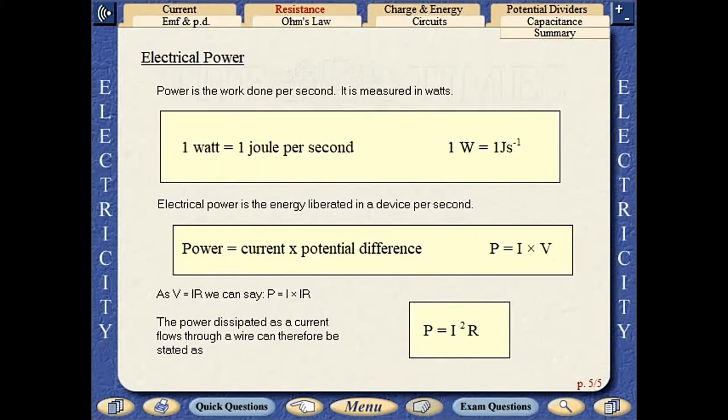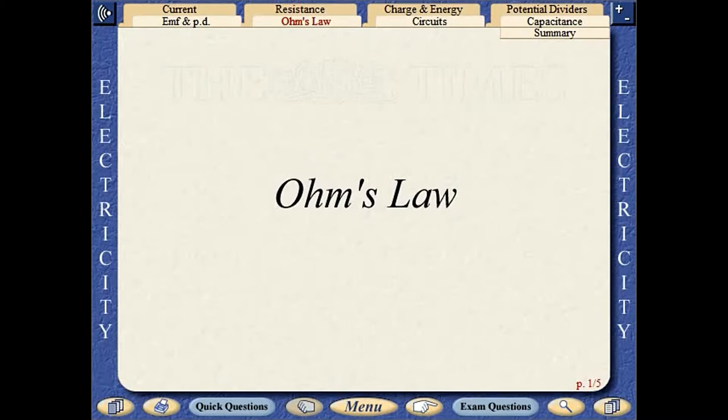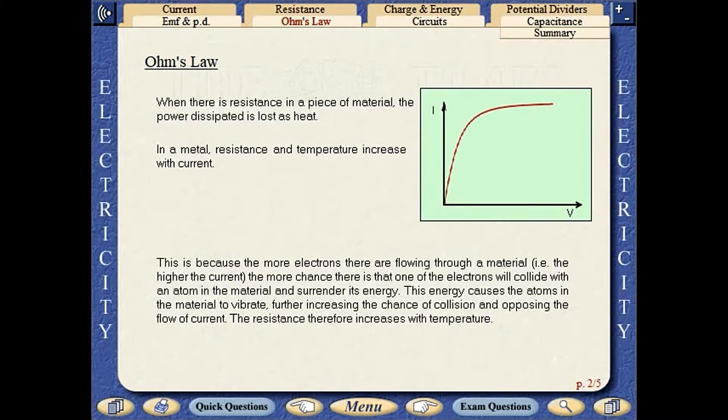Power is the work done per second. It is measured in watts. Electrical power is the energy liberated in a device each second. The power dissipated as a current flows through a wire can therefore be stated as P equals I squared R. When there is resistance in a piece of material, the power dissipated is lost as heat.